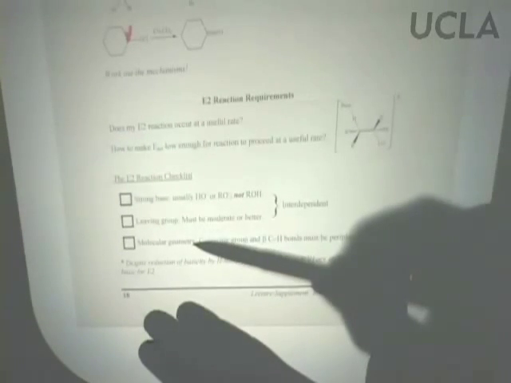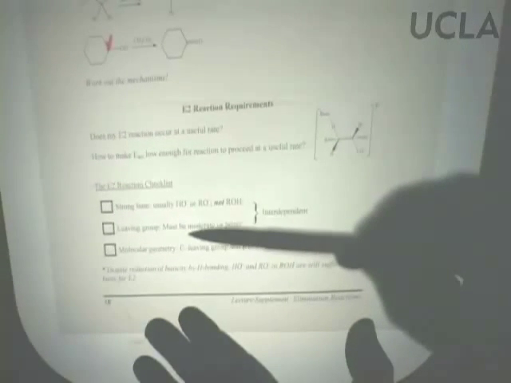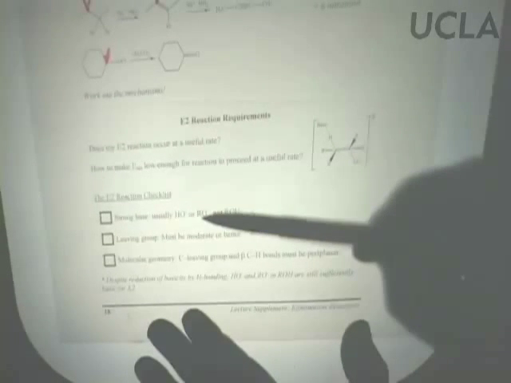Let's finish that sentence. What are the E2 requirements? Go back to the previous page. E2 requirements. Molecular geometry: I can get any geometry out. Well, it's a cyclohexane, so I've got some limitations. But it turns out in this case, no problem getting an antiperiplanar beta hydrogen. Play with the model and test that. Leaving group? The leaving group's water. That's okay. It's not the best, but it's okay. Strong base.